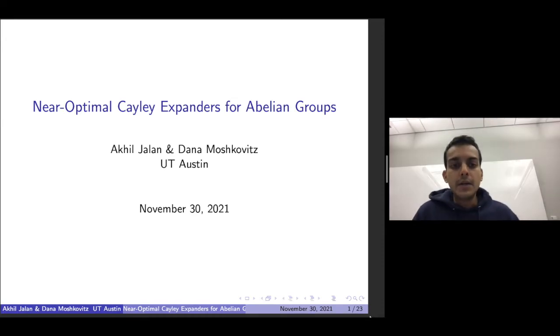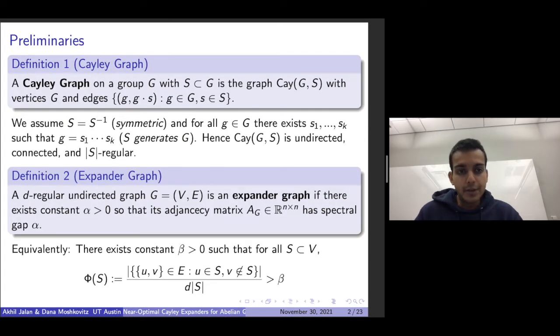Okay, my name is Akhil. Today I'll be telling you about an explicit construction of expanding generating sets for abelian groups, also called Cayley expander graphs, and this is joint work with Moshkovitz. Let's start with some preliminaries.